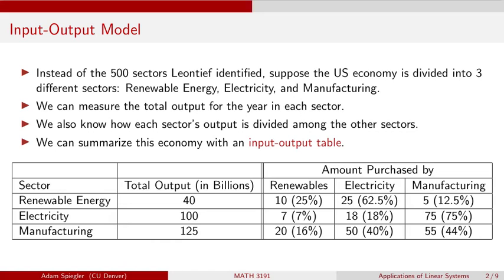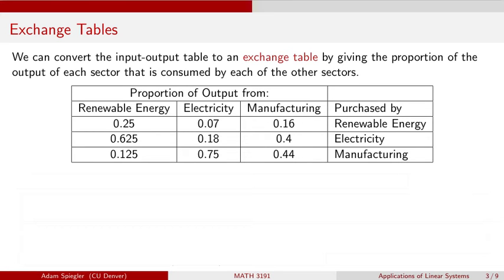On the next slide, we're going to convert this input-output table to what's called an exchange table. Essentially, we're just going to be focusing on these relative amounts as opposed to describing things in absolute amounts. Okay, so we are going to convert that input-output table from the previous slide now into an exchange table, which is going to give us the proportion of the output from each sector that is consumed by the other sectors.